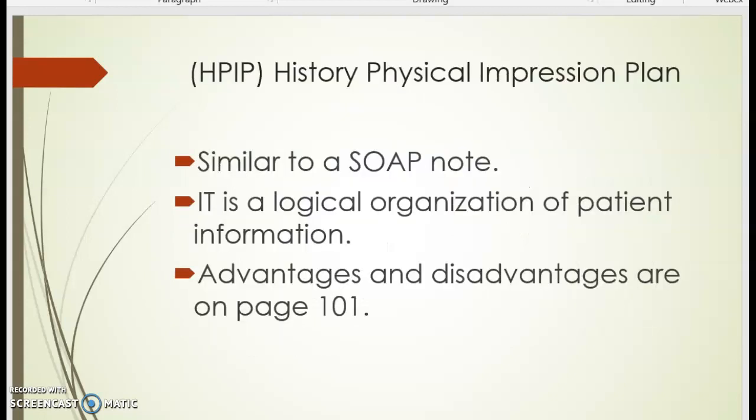And then the last one is similar to the SOAP note. We have history, physical, impression, and plan. It is a logical organization of patient information.